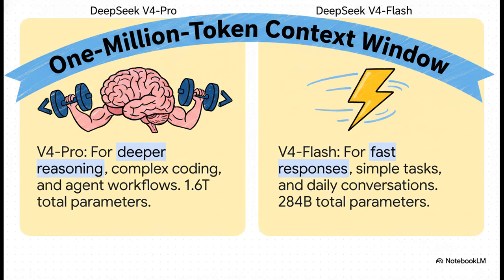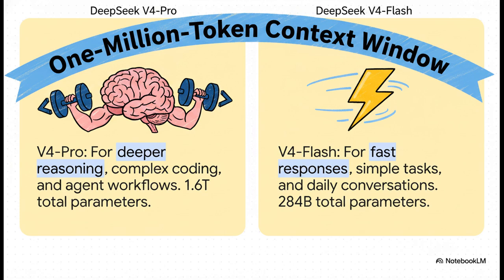So DeepSeek V4 actually comes in two different flavors, depending on what you need. First, you've got V4 Pro. Think of this as the heavyweight, the powerhouse. It's packing 1.6 trillion total parameters, built for the really tough stuff. Deep reasoning, complex coding, you name it. Then you've got V4 Flash. This one's the sprinter, built for speed. Fast responses, simple chats, those quick everyday tasks.